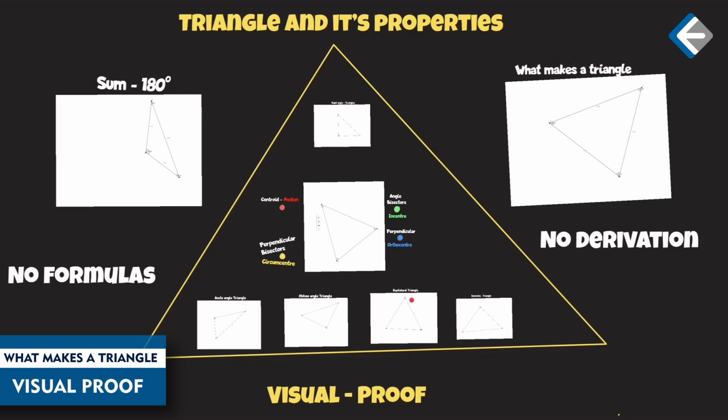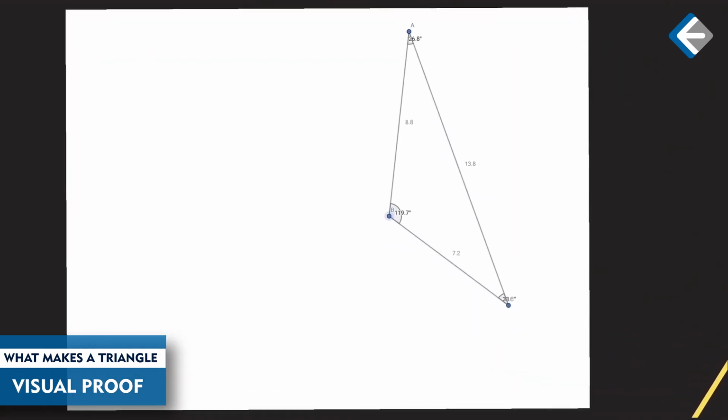So the sum of the measures of a triangle is 180. What makes a triangle? Different types of triangles and the centers of a triangle. We'll prove everything, but visually. We'll just look at it and see if what we know is happening. So let's start with the first.